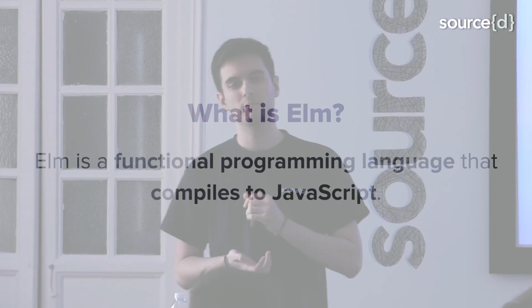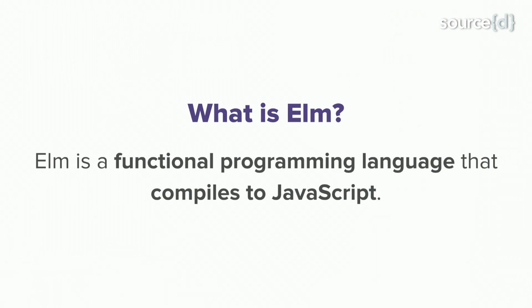So first of all, before we get into all that, what is Elm? Elm is a functional programming language that compiles to JavaScript, just like ClojureScript, PureScript, and blah, blah, blah script. There's like 1,000 of them.